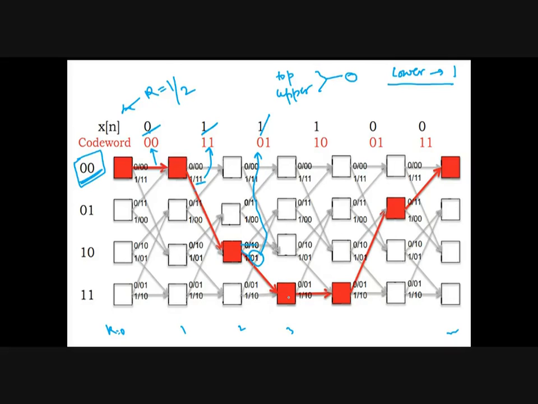Okay, now we moved to this stage. So again input is 1. Input is 1, that means upper path, lower path, we have to take the lower path and note down the output value, that was 1 0.